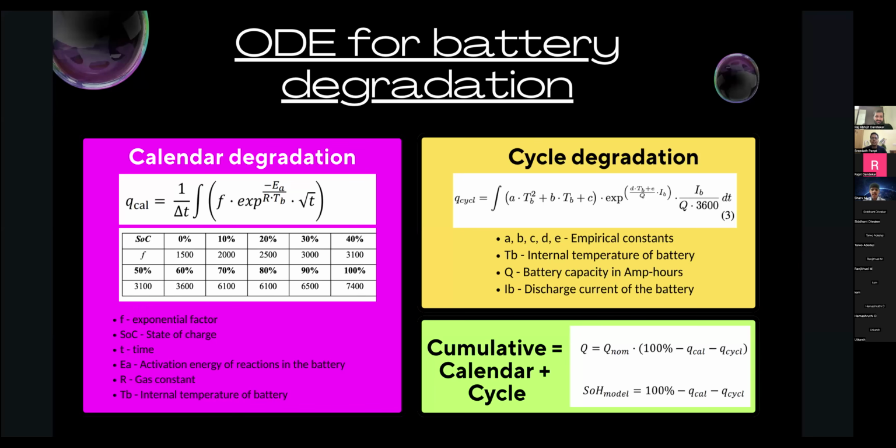So as we discussed earlier, there are lots of empirical constants, which makes it difficult to model battery degradation for other battery types as well. And now that we have an understanding of the differential equations representing calendar and cycle degradation, we can talk about cumulative degradation, which adds both calendar and cycle degradation to find the total degradation. And that can be used to find the state of health as we measured earlier.